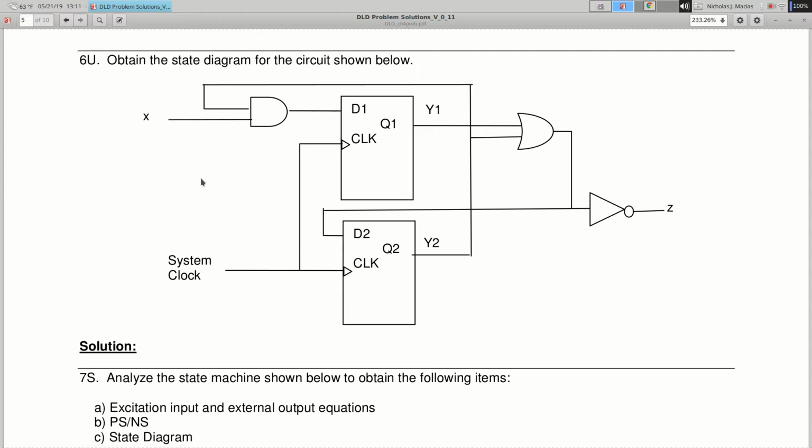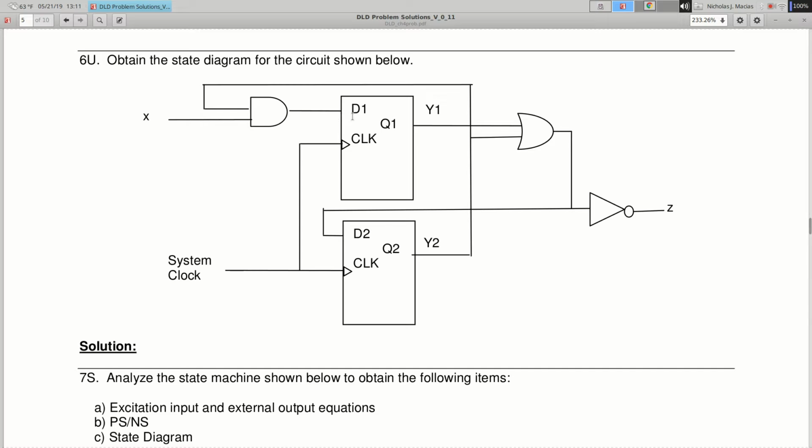Okay, so the clock is never considered an input. It should never show up in your truth table. We understand there's a clock and it's sitting there and it's running in the background, but we don't actually list that in the state table. And Z is an output. It's coming from the output of an inverter. Y1 and Y2 are coming from these Q outputs. The only input is X. Okay, so we have one input.